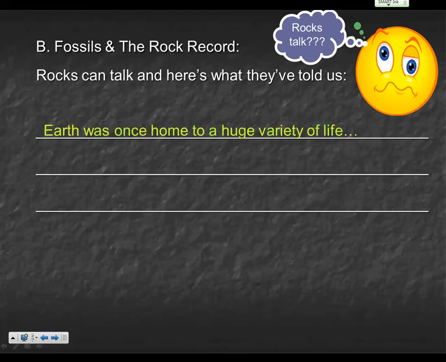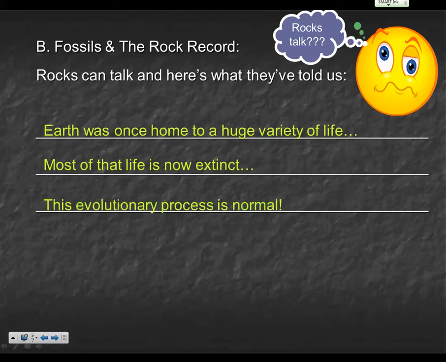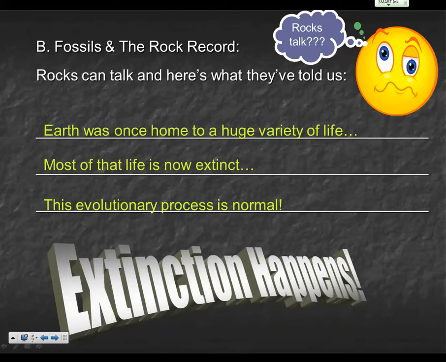First, Earth was once home to lots of different kinds of life, huge variety, all kinds of interesting creatures, sometimes kind of crazy looking. Most of that life, probably 99% or so, is now extinct. There wouldn't be enough room on the Earth if all the species that have evolved were still around now. And this evolutionary process is normal. Now, we do know that we have a higher than normal extinction rate for species today because of man and our impact on the planet. But over Earth's long history, this evolutionary process is normal. You need it. So extinction happens.